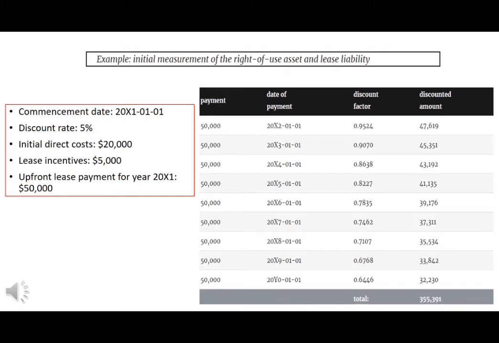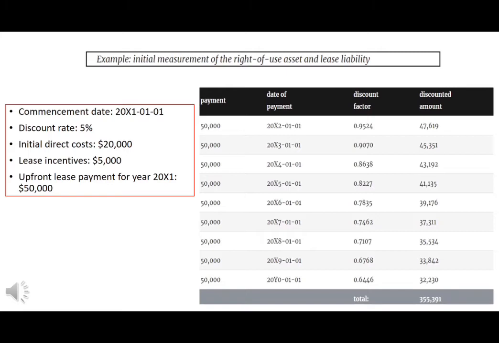Alright, on this slide I will explain more about the example of initial measurement of the right of use asset and lease liability. The commencement date will be 20x1. The discount rate will be 5%. Initial direct cost is 20,000, lease incentive is 5,000, and the upfront lease payment for year 20x1 is 15,000. You can refer to the table that I have prepared beside.